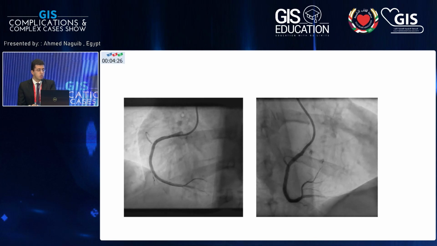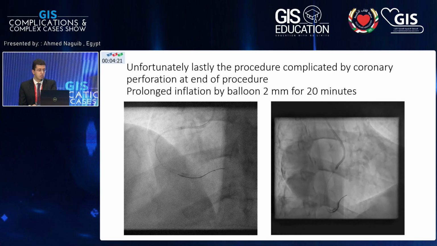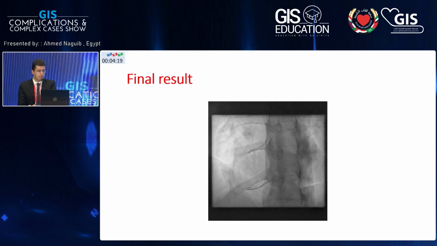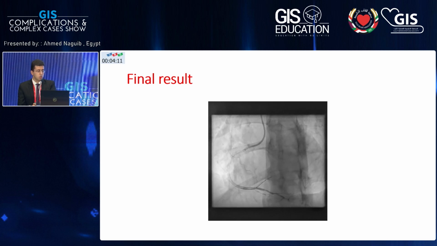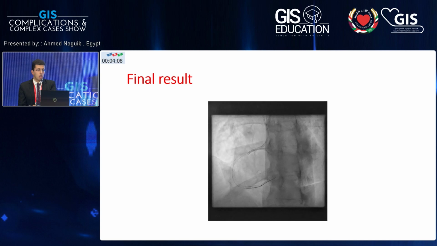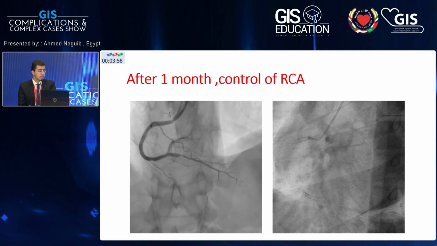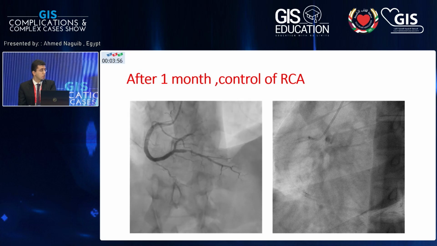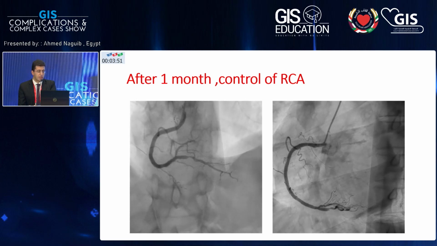We decided to treat it by prolonged balloon inflation, 2 millimeter for 20 minutes. And it was successfully sealed by the prolonged balloon inflation. The patient goes to the CCU, there is no chest pain, there is a mild pericardial effusion. Then the patient came after 1 month for the FFR to the LCX, and we made a control angiography to the RCA, and the stent is well deployed. There is a lesion distal to the stent. There is no perforation, completely sealed.